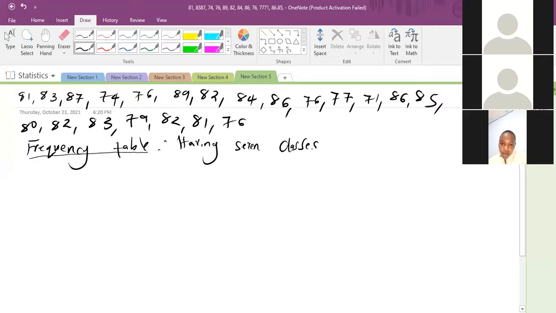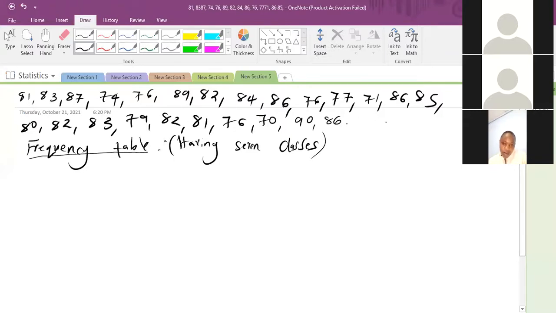Having 7 classes. So how do we go about that, guys? If we want to form a frequency distribution table, and let me have here also 70, 90, and 86 again. Having 7 classes, we have to check what's our highest and what's our lowest, so that we can know each class has a range of how many, so that we are able to know how many classes we are going to have.